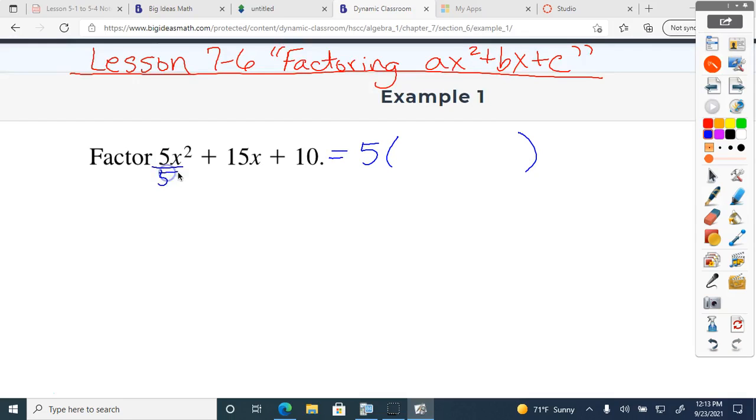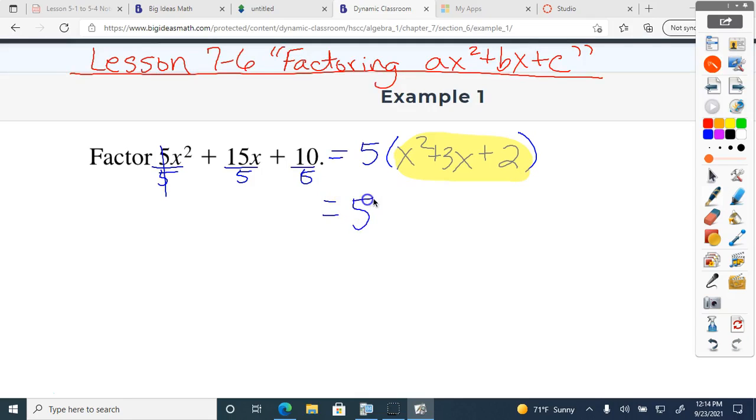So when you factor it out, you divide everything by that 5 that you're factoring out. And what would be left? This cancels. So what's left? X squared. 15 over 5 is what? 3. Plus 3x plus 2. Okay? Now I can factor what's left in here. You got me? I can factor it now.